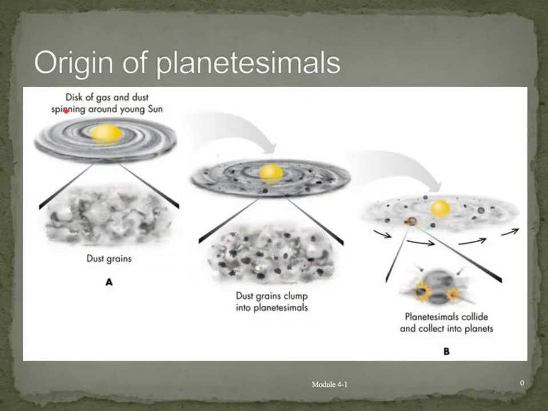So as you can see here in the first picture, there's a lot of dust and grains in the nebula. You can see it's rotating and the Sun is starting to form. As time goes on, these dust grains will slowly clump together to get planetesimals. As time goes on, the planetesimals grow in size and they will start collecting more planetesimals, making the planets larger.